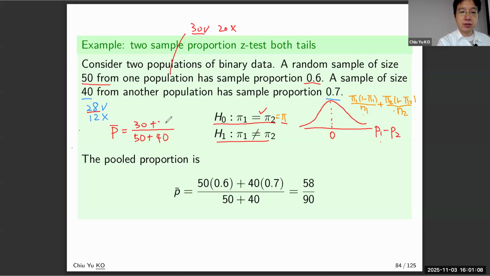Right, that's why it's 58 over 90. You forget about the two populations here. You combine how many yes over how many people. That will be the best guess because that's the most efficient estimator here. So 58 over 90 is the most efficient estimator for the pi. So just put this number back here because they're all pi.